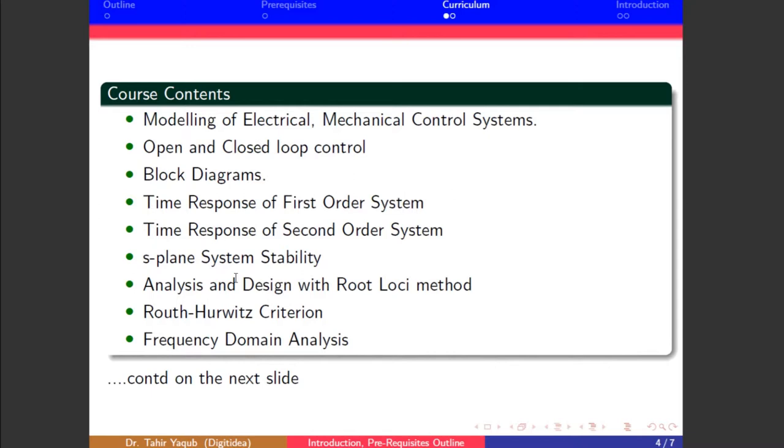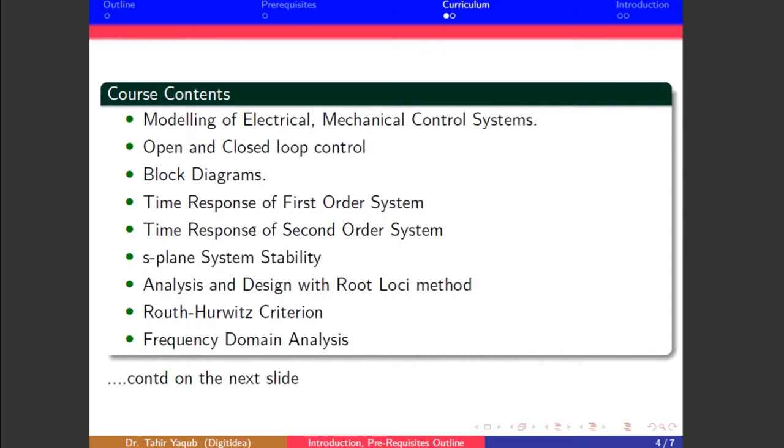Otherwise, sometimes the name of the course is misleading or you are expecting something else. So therefore, I am highlighting all of this in this introductory lecture. Then we will do the time response, the most important topic of control system theory: time response of the first order system and time response of the second order system.